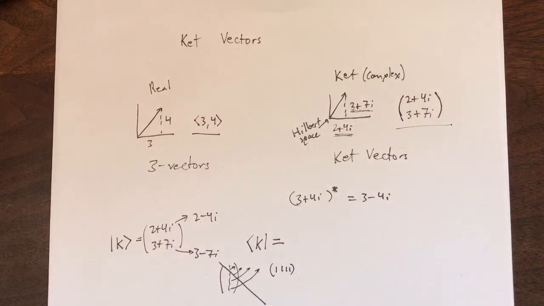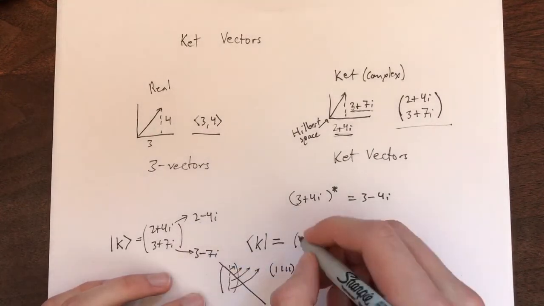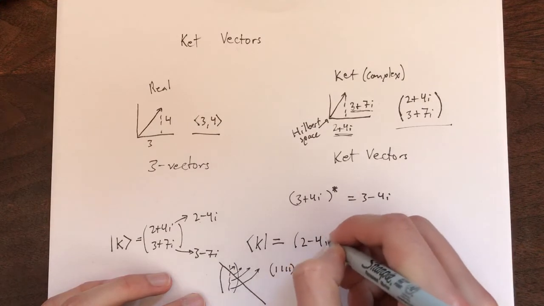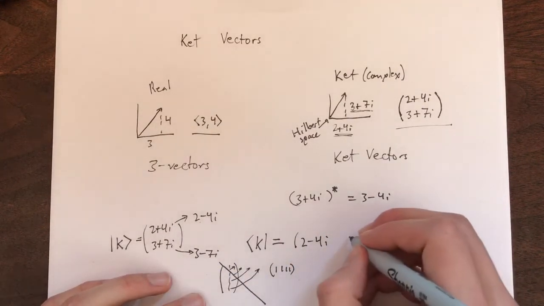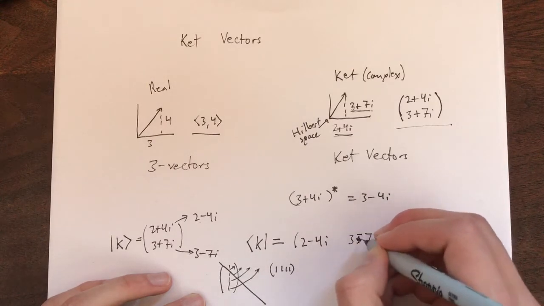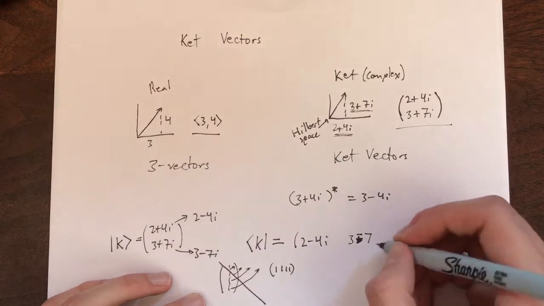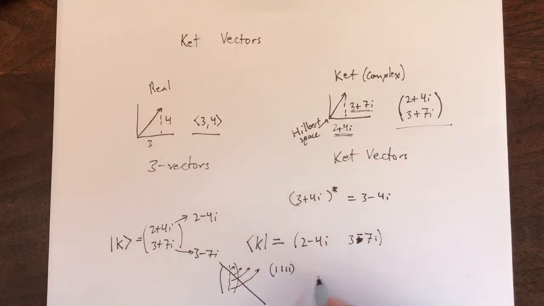So it just becomes a horizontal vector. So now this would be a horizontal vector. The first component here would be the first component here, but we have to use the complex conjugate, so it would be 2 minus 4i. And then the next term would be 3 minus, you gotta remember the complex conjugate, 7i. This would be the bra version of the ket vector k.